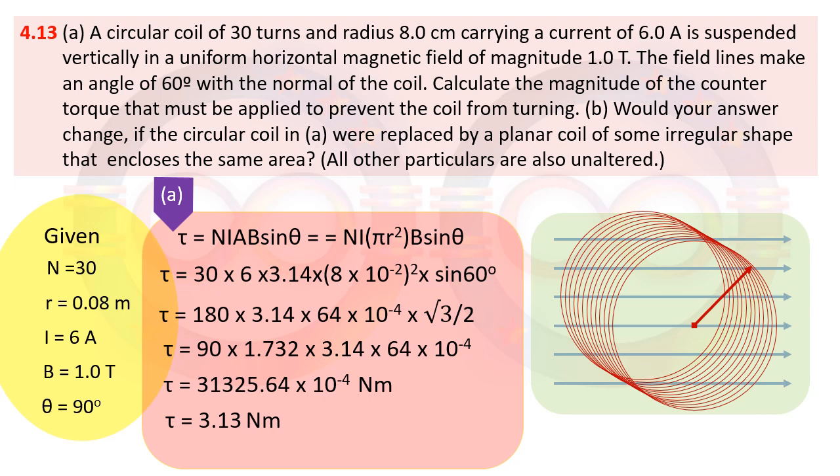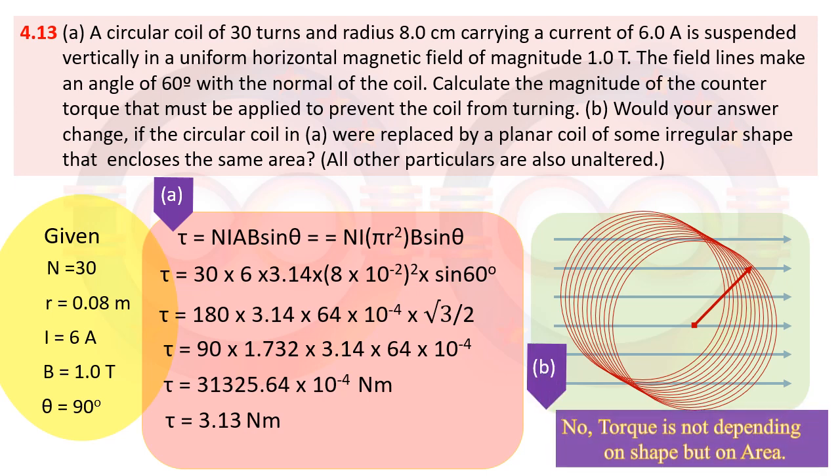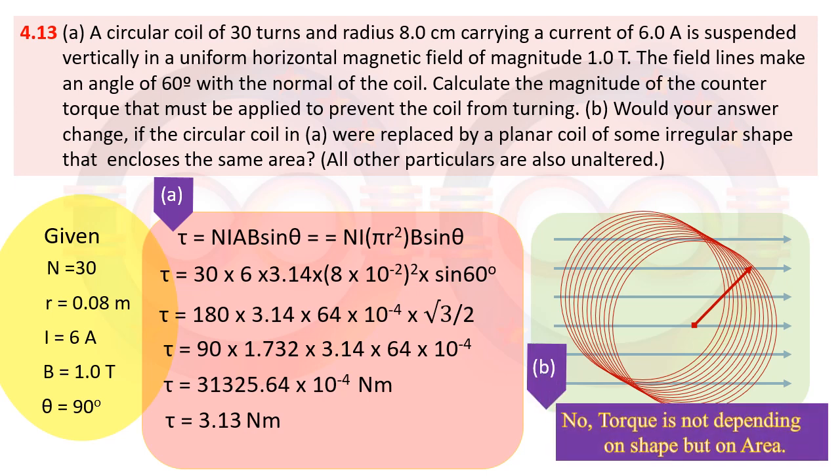B part is asking, would your answer change if the circular coil in A were replaced by a planar coil of some irregular shape that encloses the same area? If you see the torque, it does depend upon area, but it does not depend upon shape. So here the torque remains the same. This is the solution of the last question.